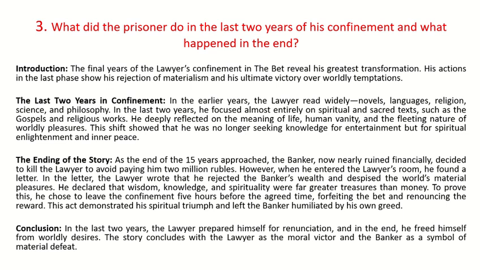To prove this, he chose to leave the confinement 5 hours before the agreed time, forfeiting the bet and renouncing the reward. This act demonstrated his spiritual triumph and left the banker humiliated by his own greed. The conclusion: in the last 2 years, the liar prepared himself for renunciation and in the end, he freed himself from worldly desires. The story concludes with the liar as the moral victor and the banker as a symbol of material defeat.